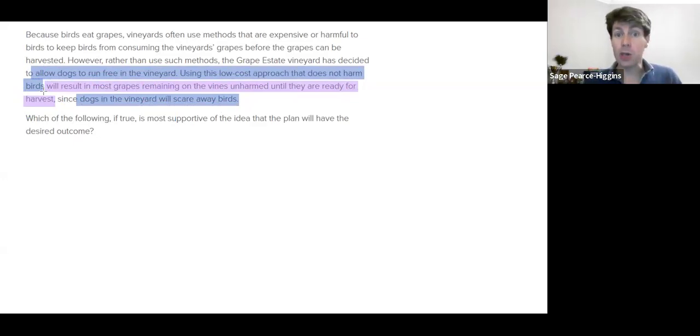Now, importantly, we don't have to get every last detail. Here's one tip, and certainly for anyone who's got a GMAT exam this week: if there's one thing I could say about critical reasoning, find that conclusion. What are they claiming? What's their big claim? Because so many answer choices exploit the trap of being a little vague about what they are actually claiming, and we can quote it. Don't paraphrase. It will result in the grapes remaining on the vines unharmed. That's the big claim here.